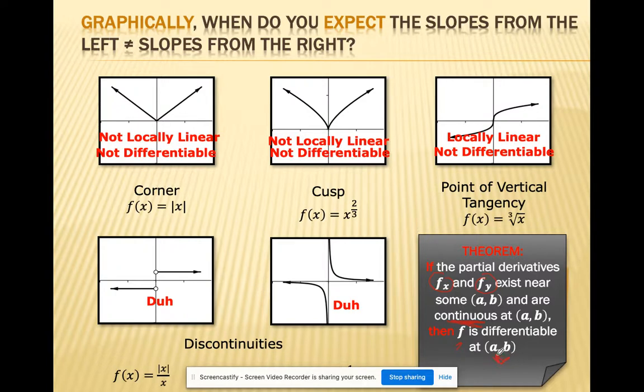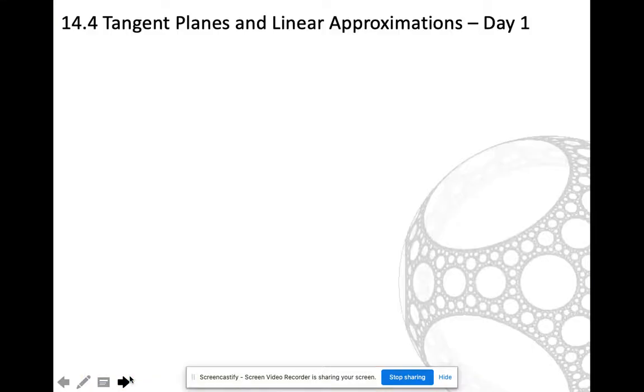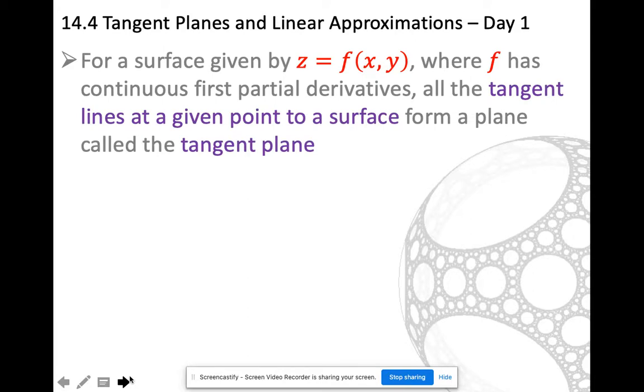At the point in question, right? I didn't say differentiable everywhere. We are going to be interested in a point of tangency. So if I have a surface in my 3D space, and my first partial derivatives exist and are continuous, then all the tangent lines at a given point to that surface form a plane. And instead of calling that a tangent line, we call it a tangent plane.